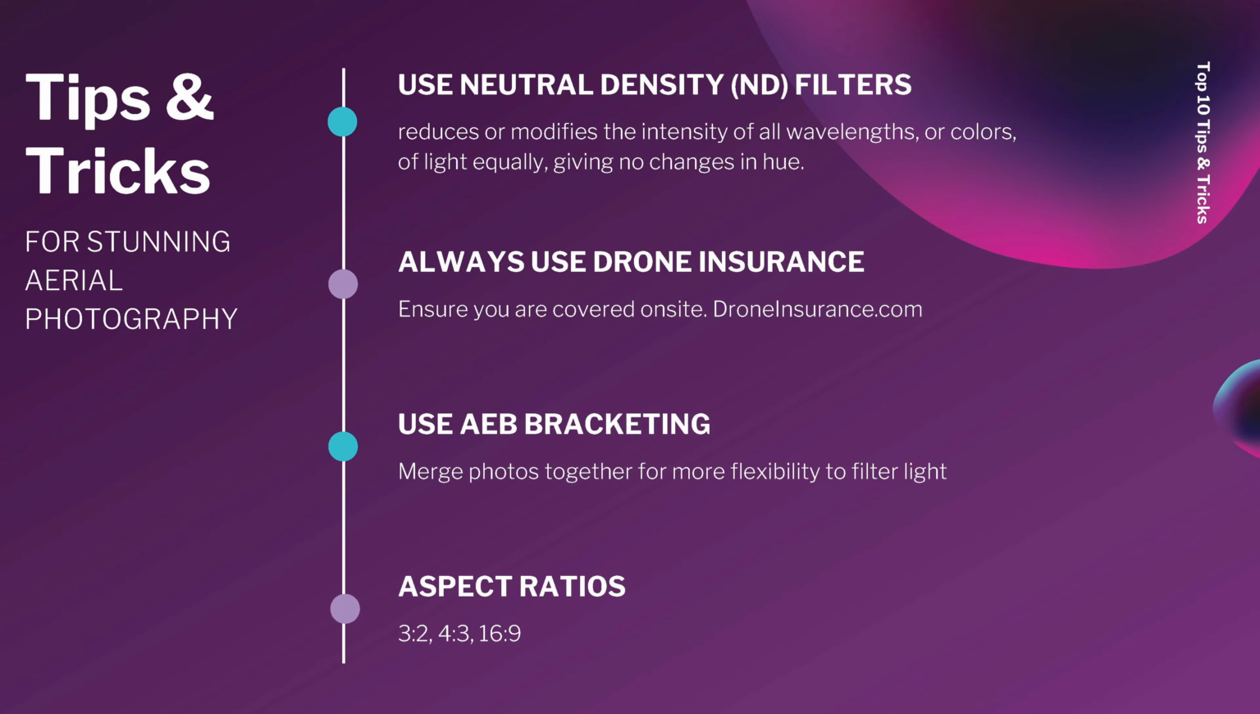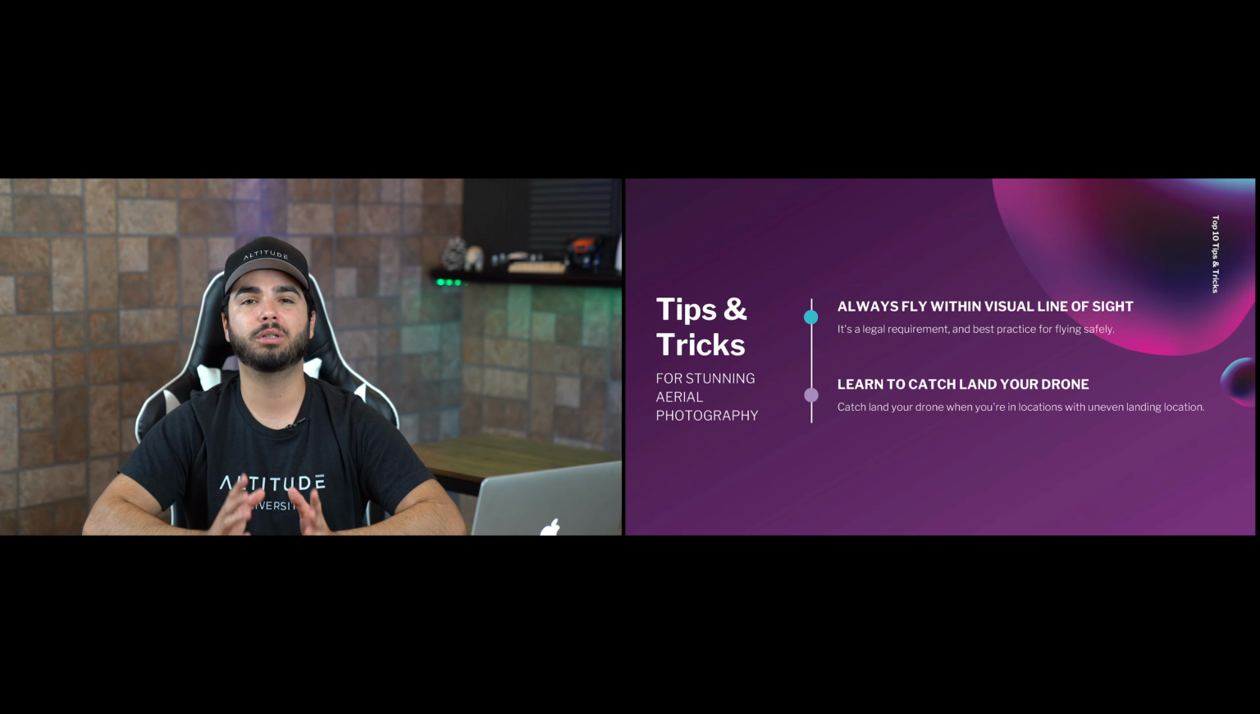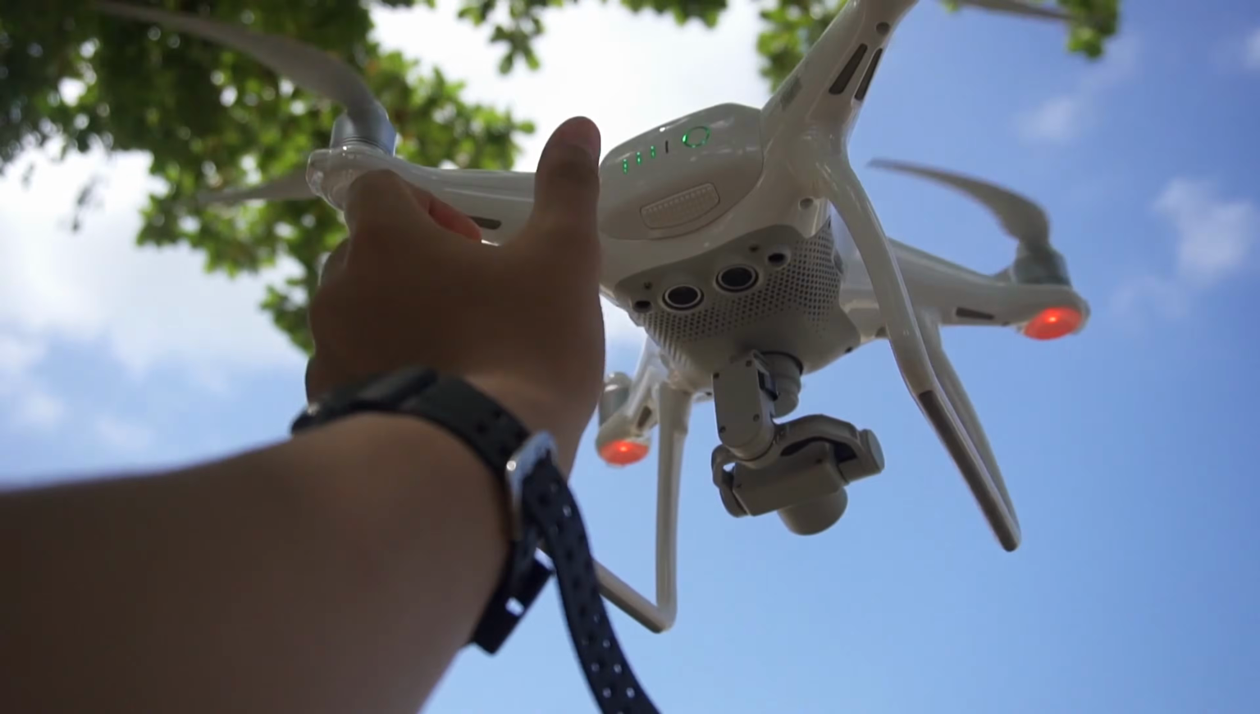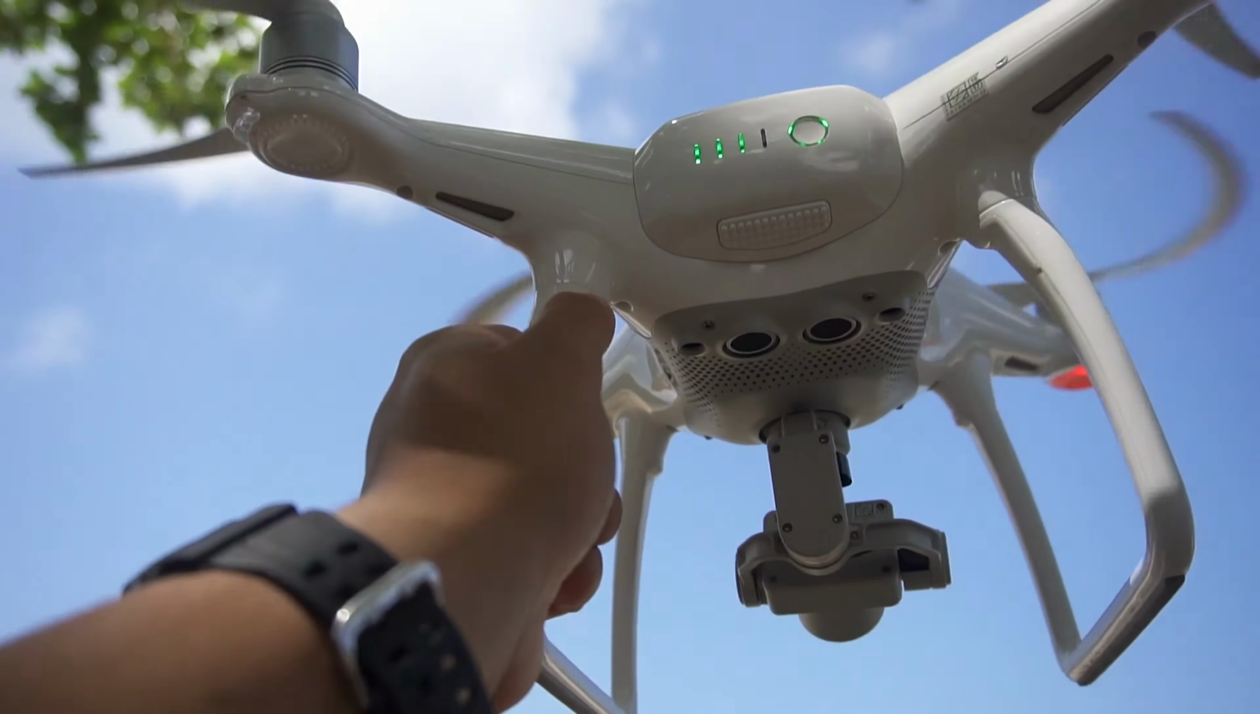Use AEB bracketing and merge your photos in post-production like we were talking about, and shoot in aspect ratios 3:2, 4:3, and 16:9. Always fly within visual line of sight, and the last tip, learn to catch land your drone if possible from the air.